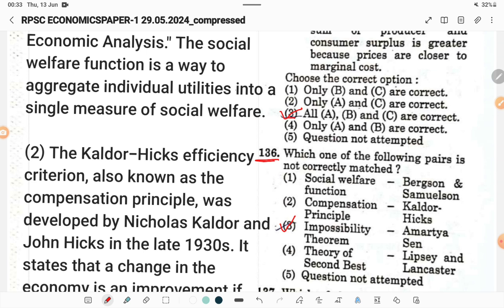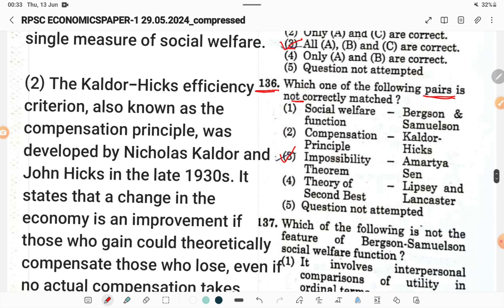Question 136: which one of the following pairs is not correctly matched? The social welfare function is matched with Bergson and Samuelson. The compensation principle is matched with Kaldor-Hicks. And the impossibility theorem, this is not given by Amartya Sen.